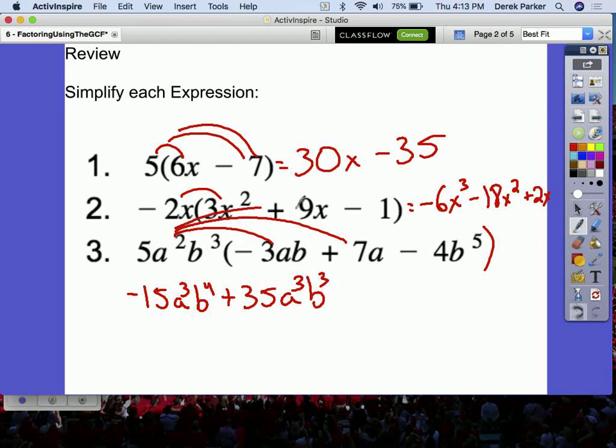Last but not least, distribute to the negative 4b to the fifth power. And you get negative 20 a squared b to the eighth power. As you can tell, I used the properties of the distributive property and my properties of exponents to combine like terms.